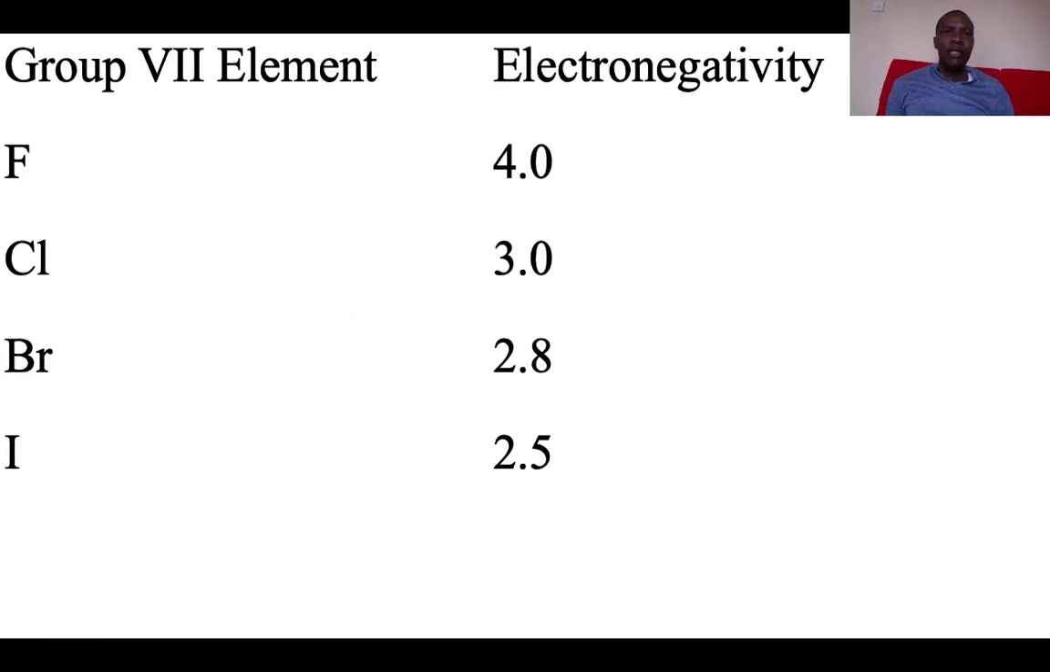Okay, now we look at electronegativity. Fluorine is 4, chlorine we have 3, bromine is 2.8, then iodine is 2.5. So generally, you can easily tell that the electronegativity is decreasing down the group from chlorine down to iodine.